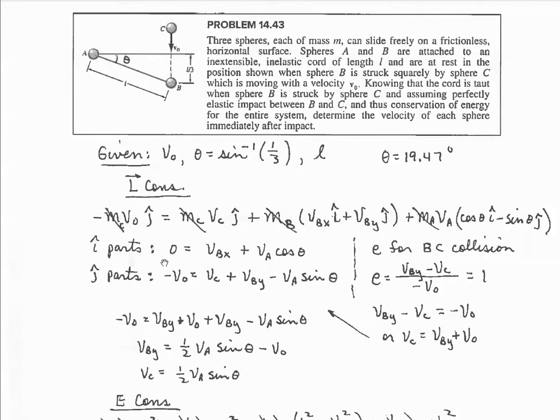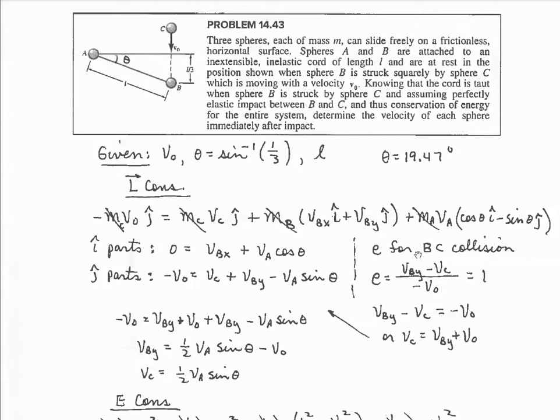If we take a look at breaking this vector equation into two scalar equations, and we look at the coefficients of the i unit vector first, we got 0 on the left-hand side. Over here, we got v B x and v A cosine theta. So there's the equation coming out of that. The j parts has got a minus v naught on that side. You got a v C right here, a v B y right there, and a minus v A sine theta right there.